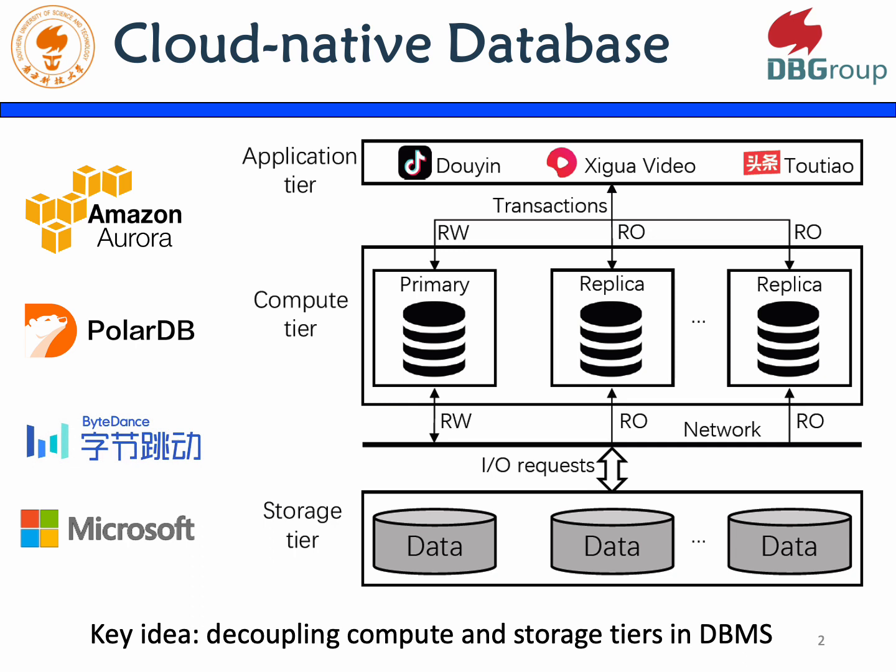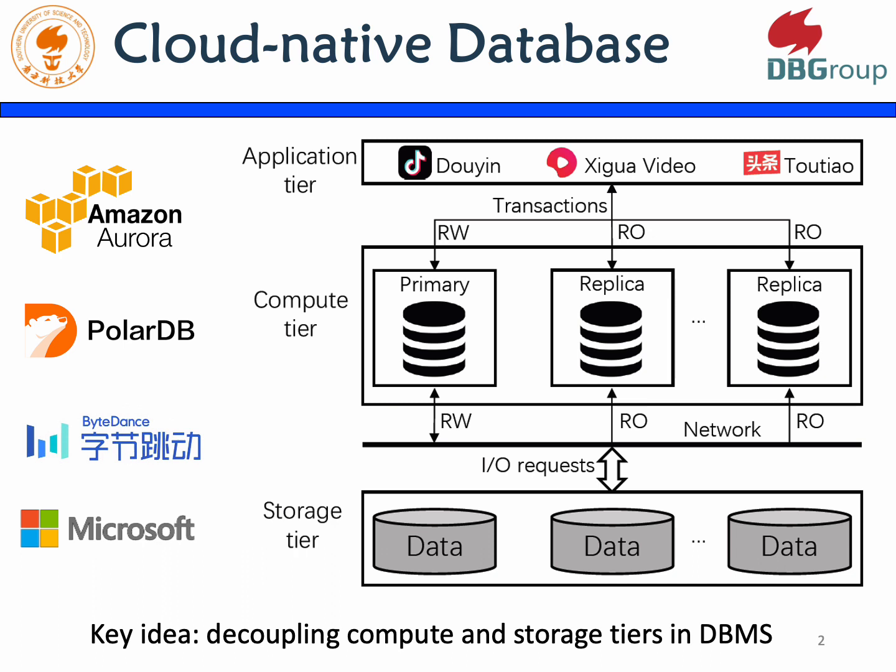Many companies have implemented their cloud-native databases, like Amazon, Alibaba, ByteDance, and Microsoft. The key idea of these cloud-native databases is to decouple compute and storage tiers. As shown in the right figure, the top application tier includes various applications, for example, Douyin, Xigua Video, and Toutiao. These applications issue millions of transactions per second and pass them to the compute tier in the middle.